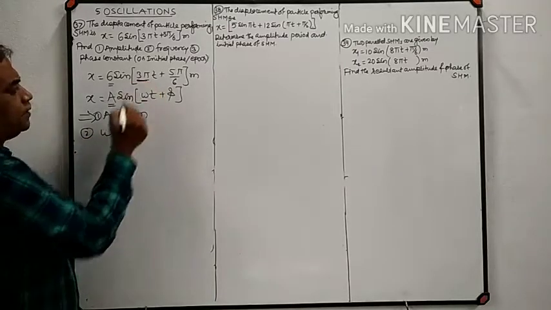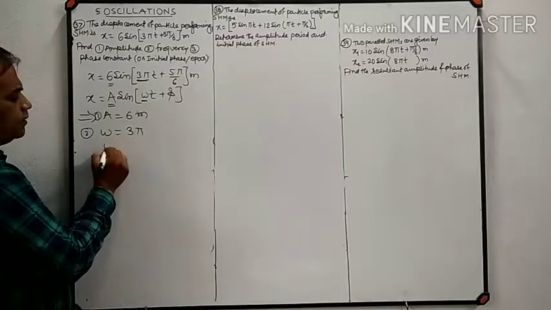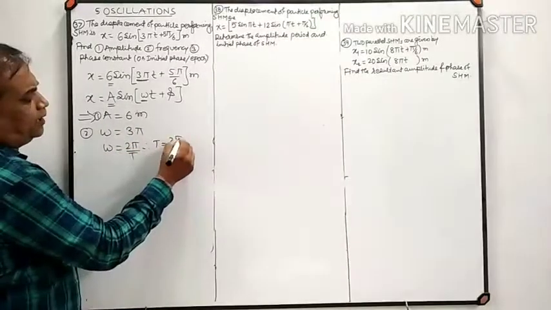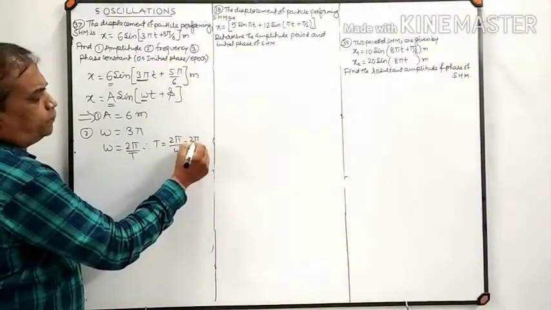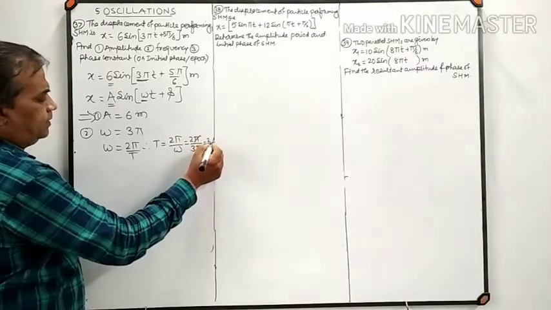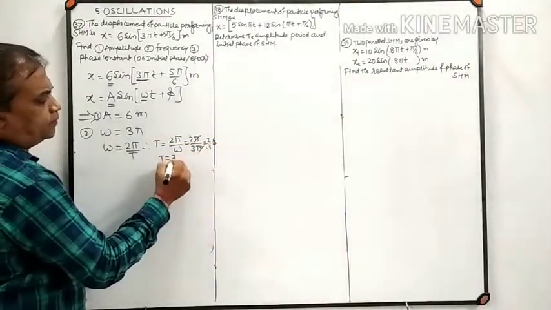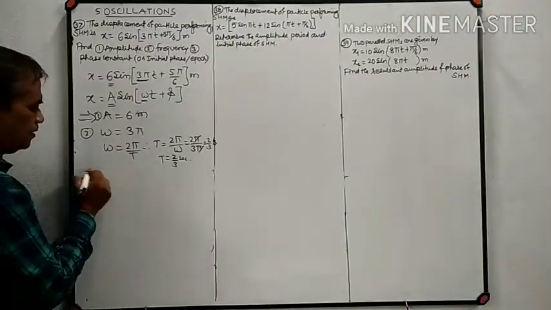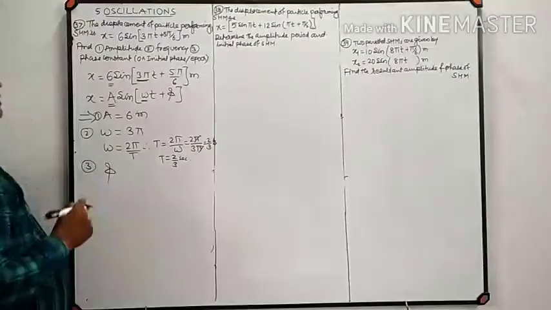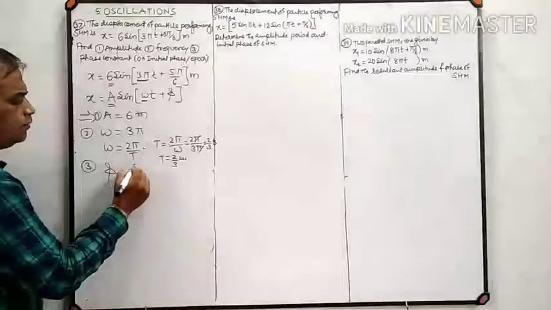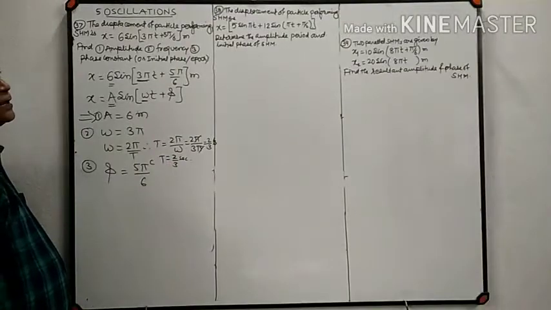See here, on comparison, ω is equal to 3π, but ω is equal to 2π/T. Therefore, T = 2π/ω = 2π/3π. This π gets cancelled with π, so it is 2/3 second. So time period T is equal to 2/3 second. And the last one, phase constant. As far as initial phase is concerned, initial phase is φ, and that φ here is equal to 5π/6 radian.